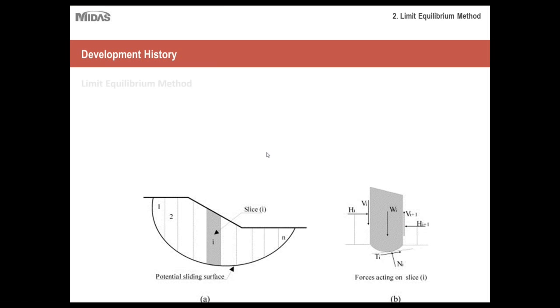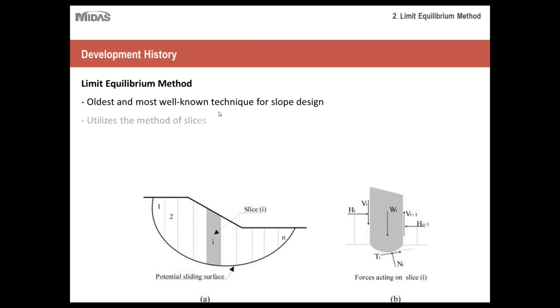So first, just the development history. The limit equilibrium method is the oldest and most well-known technique for slope design. So it's been around the longest. It's the most widely recognized. It's the most widely used. And it utilizes something called the method of slices.